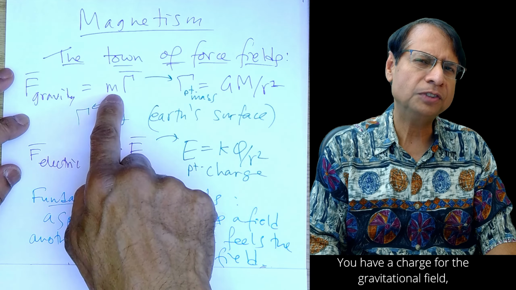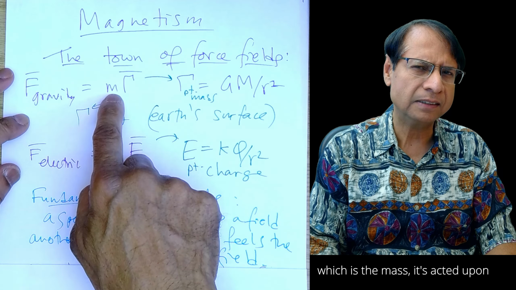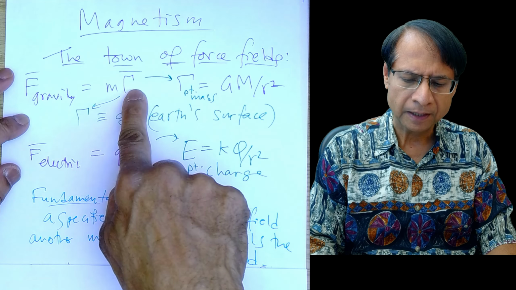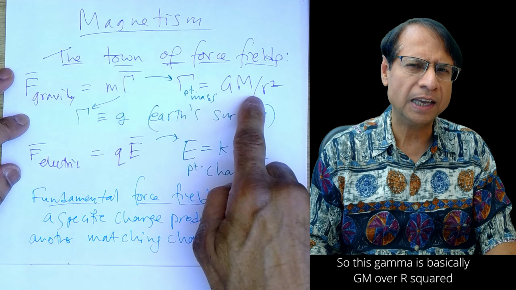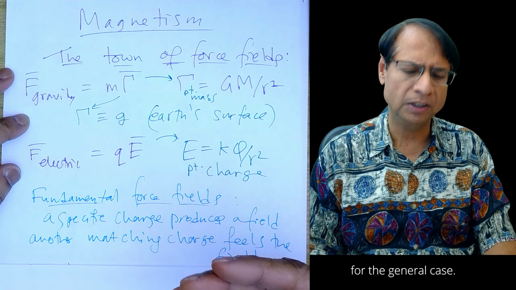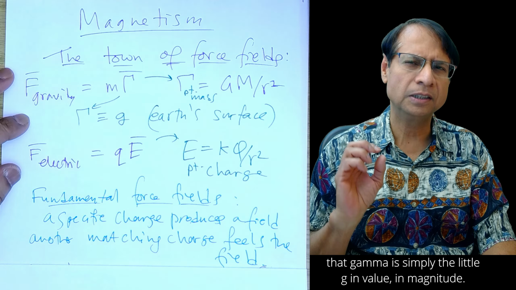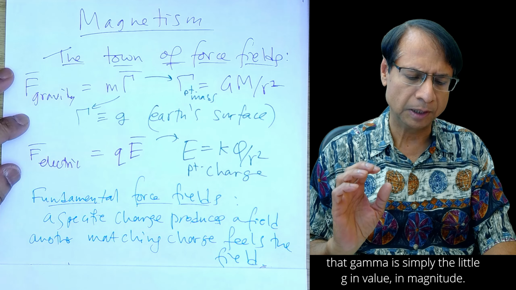You have a charge for the gravitational field, which is the mass. It's acted upon by the gravitational field, this gamma. This gamma is basically GM over r squared for the general case. And if you're near the Earth's surface, that gamma is simply the little g in value, in magnitude.